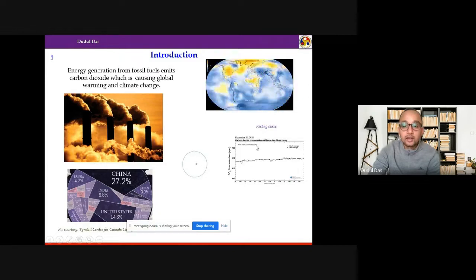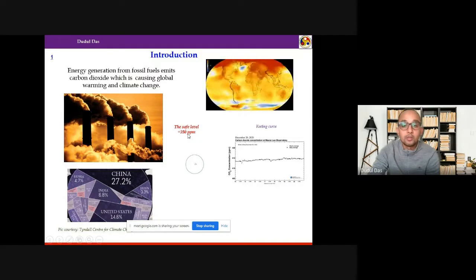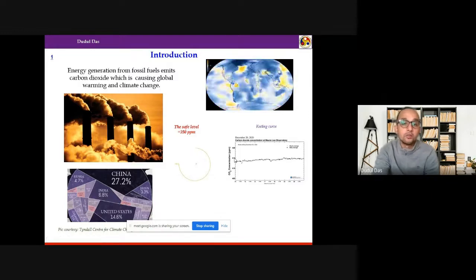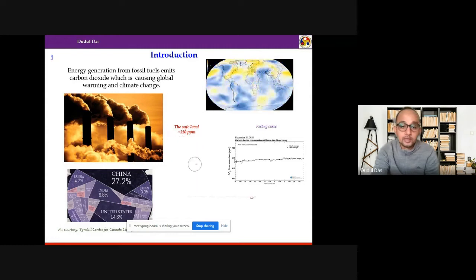And this is the Keeling curve. It shows the carbon dioxide concentration in the atmosphere. This curve is updated every day by Mauna Loa Observatory in Hawaii, and the safe limit was around 350 ppm. Like 350 ppm of carbon dioxide was the safe limit in the atmosphere. But presently we are at the level of 410 ppm. So I think we are far ahead of the safe limit. So we need to worry about the climate change.